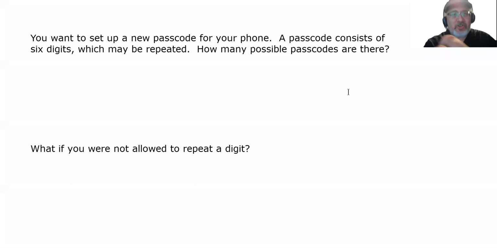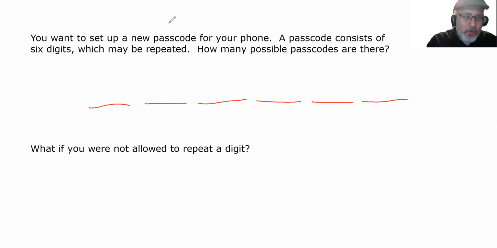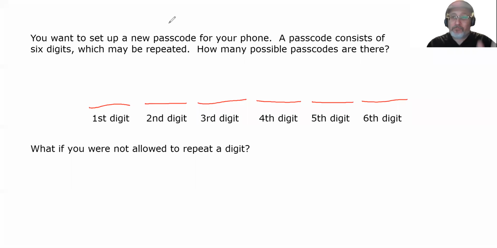One way to illustrate this is to draw a blank for each decision you have to make. In this case, I need to make 6 decisions. What's the first digit? What's the second digit? What's the third digit? The fourth digit, the fifth digit, and the 6th digit. And if you want to, you can label these. But if you set up one blank for each decision that you have to make, then in each blank, you can just write the number of choices you have for that decision.